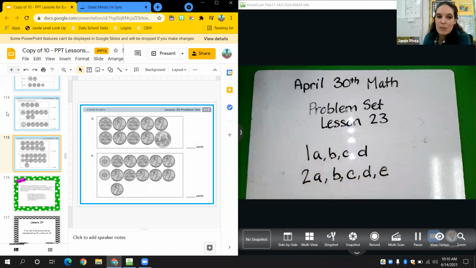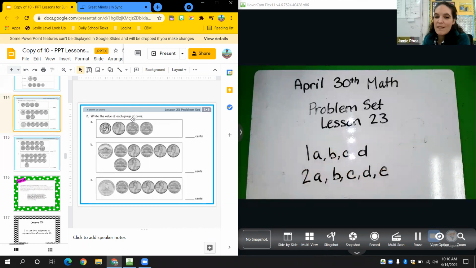Okay, now on number 2, it says to write the value of each group of coins. So look at what your coins are and then tell me how much they're worth. Okay, be careful. Be careful.